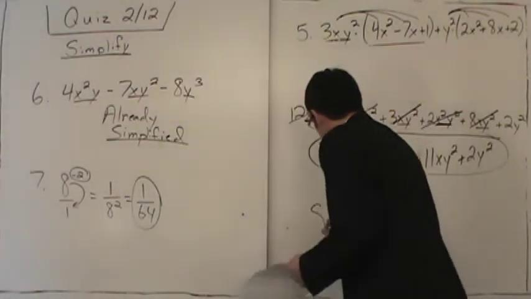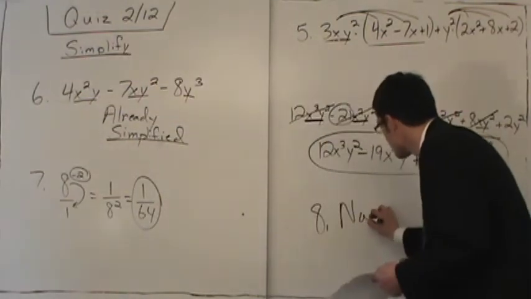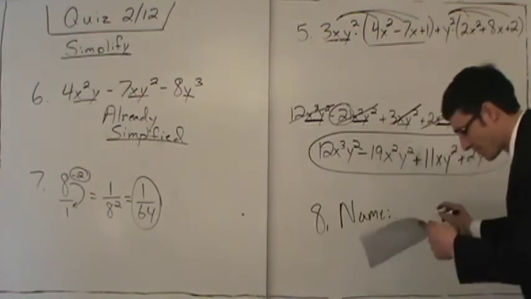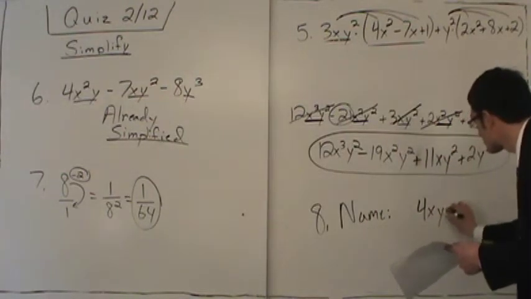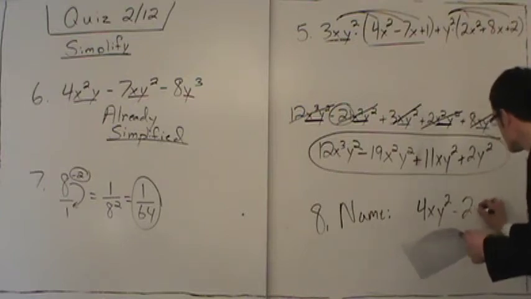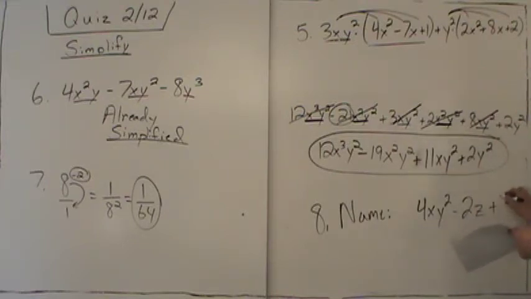Number 8 was to name this. Okay, name 4xy squared minus 2z plus 7 over 6. Notice, question, is this a rational expression? Yes, all of these are rational expressions.